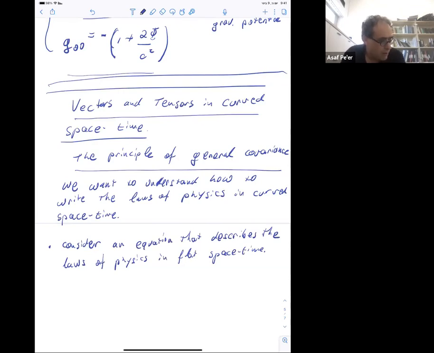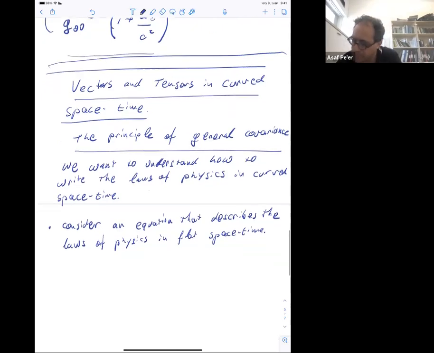Right. Now, according to the equivalence principle, this equation will hold in the presence of gravity, provided that it is generally covariant. And what I mean by generally covariant is that it preserves its form under the general coordinate transformation when we go from x to x prime.